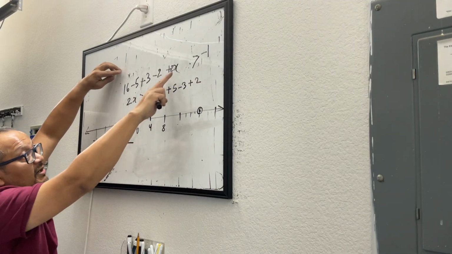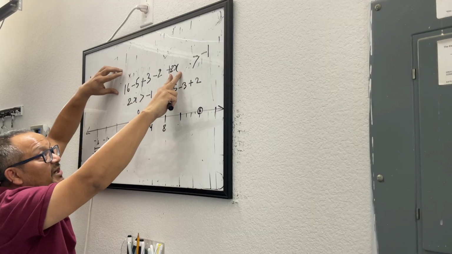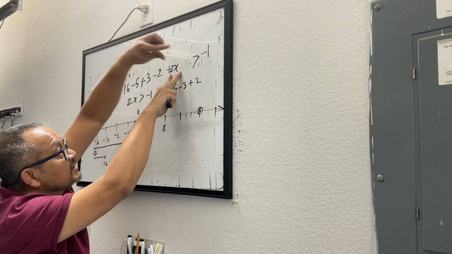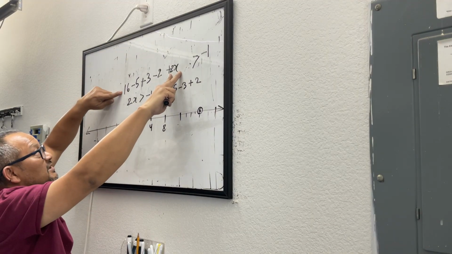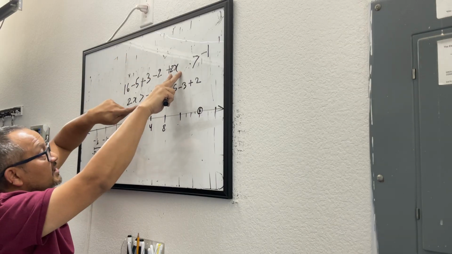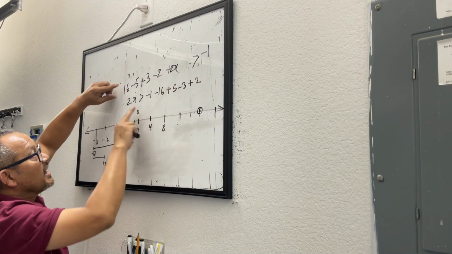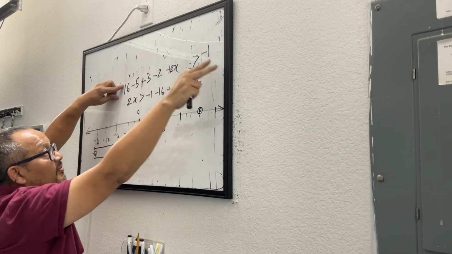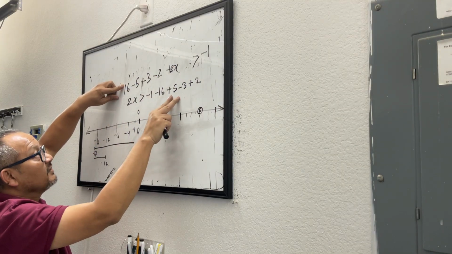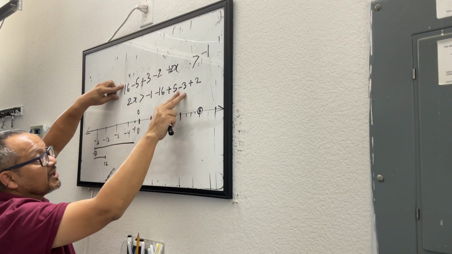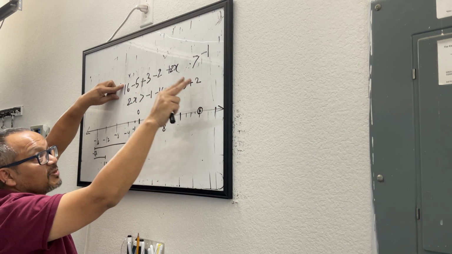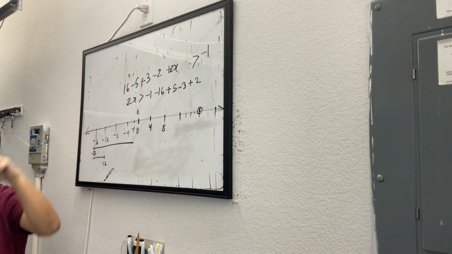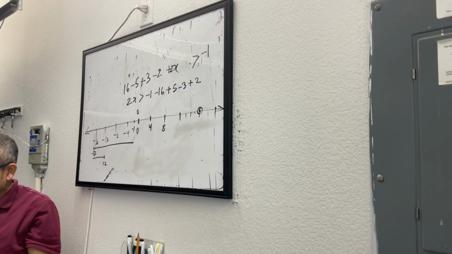So when I'm moving, look at this. I'm keeping 2x on this side. 16 goes to that side. There is nothing but plus 16. That became minus 16. So I had a minus 1 and I moved this, it became minus 16. Plus 5, minus 5 became plus 5. Plus 3 became minus 3. Minus 2 became plus 2. Yeah? Does it make sense or no?